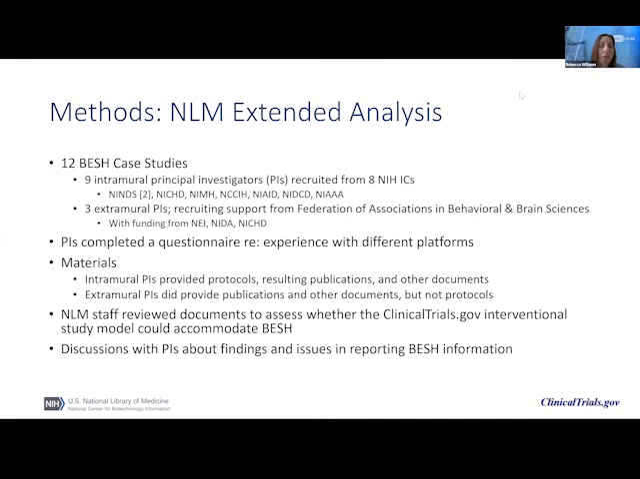In the course of this analysis, we looked at 12 case studies. We started with our intramural program first because they were easily accessible and willing partners in this work. You will not be surprised to hear that many of the views and experiences of intramural and extramural PIs actually aren't that much different. Then we expanded to include some extramural PIs as well. We found a significant amount of overlap, and it seemed like we had a sufficient sample to form our conclusions. As I stated, we did try to use protocol documents when we could, and we had our staff evaluate those documents and assess whether our study model could accommodate these BESH studies. Then we had further discussions about our findings and issues with the investigators themselves.